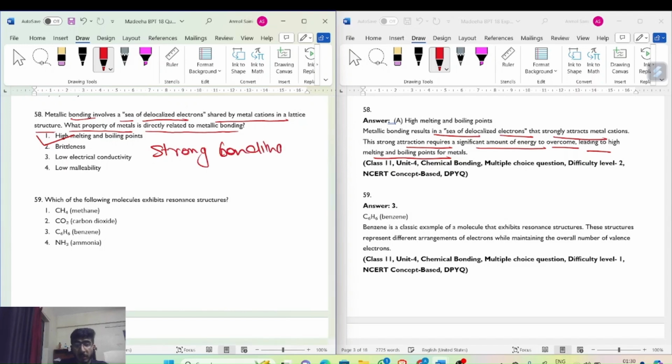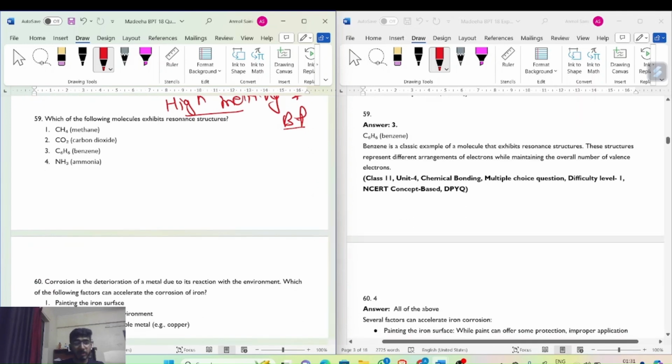strong bonding will be directly proportional to the higher melting and boiling point. Because if there is strong bonding between the compound, then we have to use a very large energy to break its bond. So it will definitely have a high melting and high boiling point. So the correct answer is option number A.